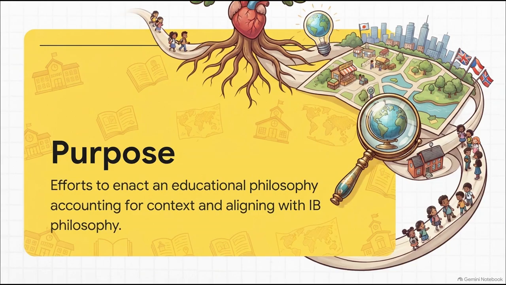It acknowledges a really crucial fact. The IB philosophy doesn't exist in a vacuum. It has to manifest within your specific local, state, national, or international context. Your school's purpose should influence the environment you build and the culture you create, which at the end of the day is what impacts the students.